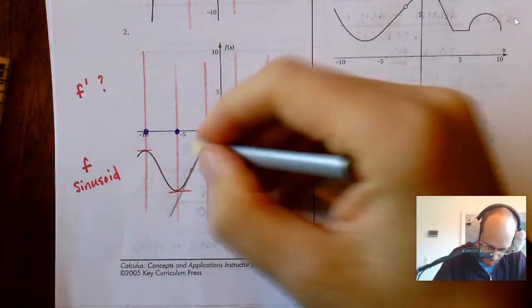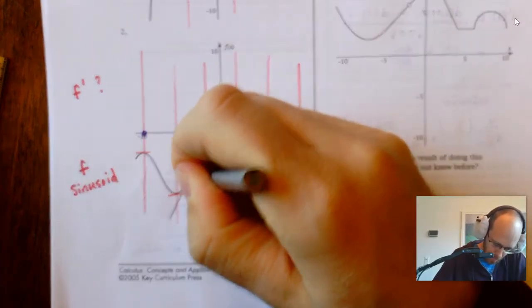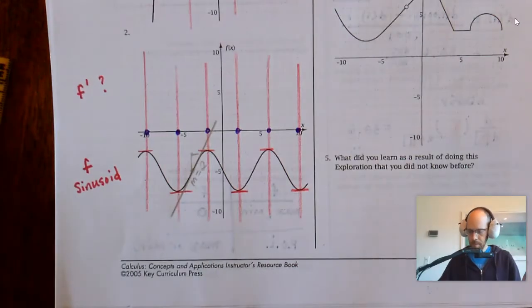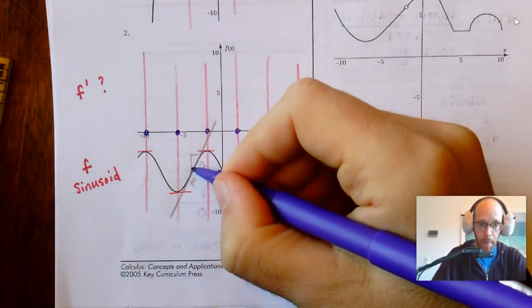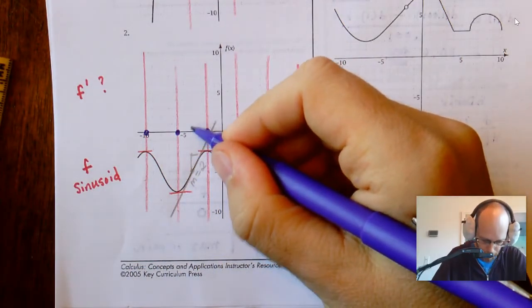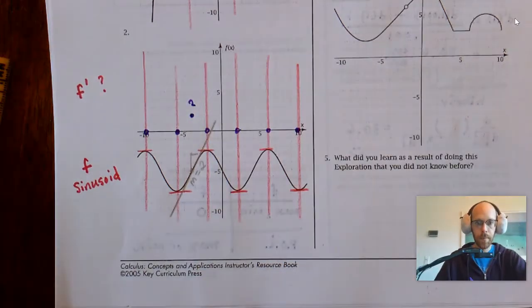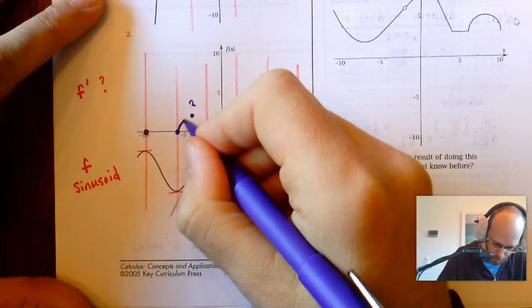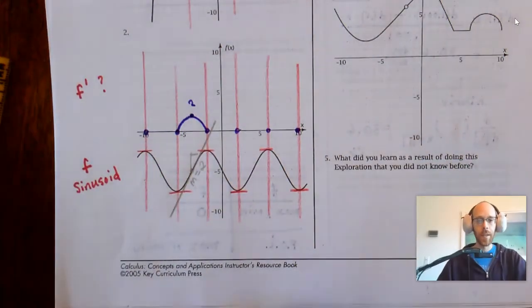And let's see, I'm getting that the slope is about 2. So up here at this x value, I'm going to go up, up, up, up, up, up. Here's 2. And I can connect those. Okay. Rest of the graph.